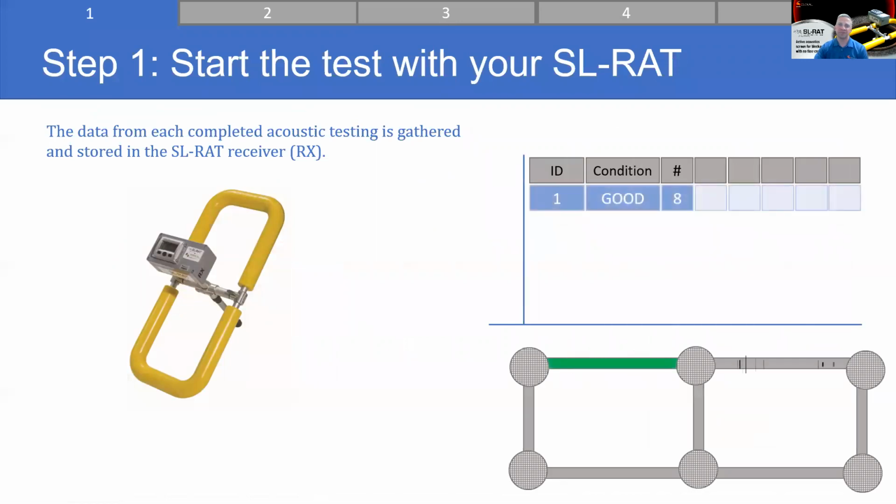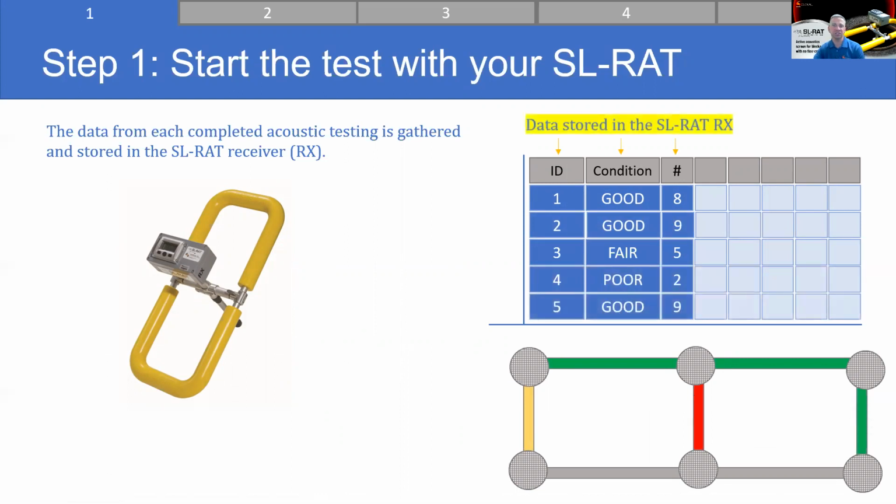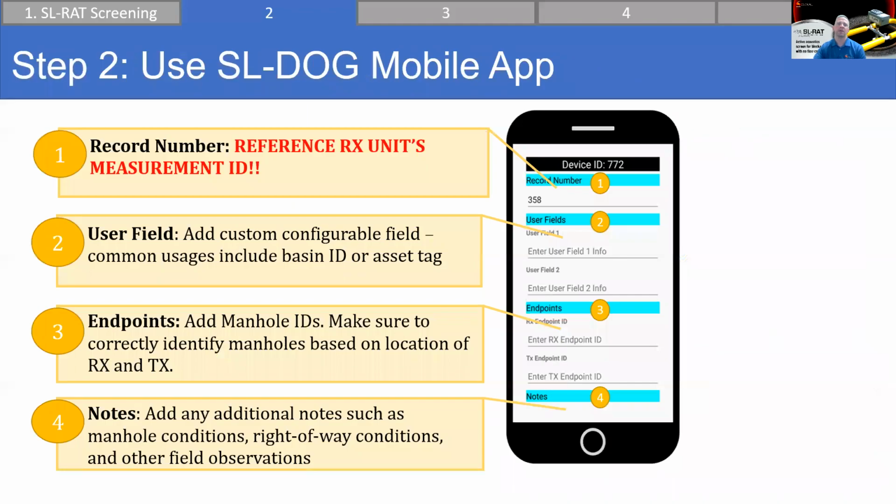This is a brief picture of your measurement IDs, your condition assessments, and the scores associated with the condition of each pipe segment, which are stored in the SLRAT. At this point, the raw data field assessment resides solely on your SLRAT unit. If the device is damaged or destroyed at this point, as an example, all of your undownloaded data will be lost. You can also enhance this data while in the field using the mobile app.